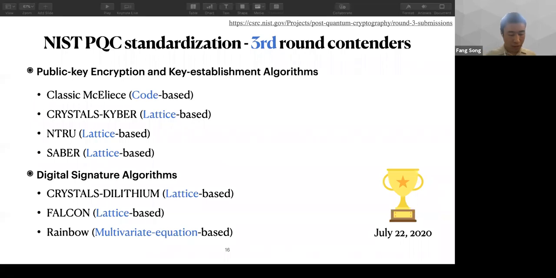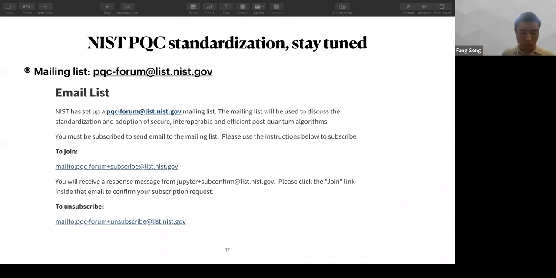Okay, and then there are 3 candidates for digital signatures and 2 are lattice-based and the other one is based on multivariate equations. So just to show you this update. And if you're interested, I highly encourage you to sign up for their discussion forum. They're very insightful discussions, and it's intriguing to just see day by day how the schemes get broken or get improved by a collective effort.